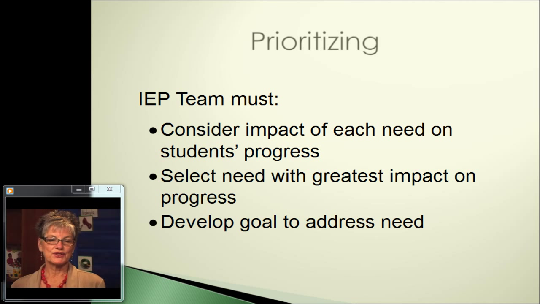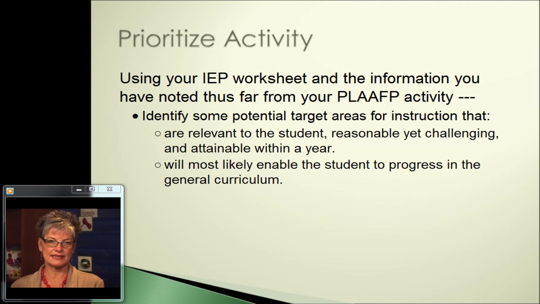So this is a good time to do a little activity. It's called the Prioritize activity. You have the IEP worksheet that we have provided for you, and I hope that you've been using it through the second module, and now's the time to take it out and look at the information that you noted thus far on your present levels of performance. And a good time to look at all of that data and identify some potential target areas that you think will warrant specialized instruction. Areas that are relevant to the student, reasonable yet challenging, and attainable within 1 year, as well as areas that will most likely enable the student to progress in the general curriculum.